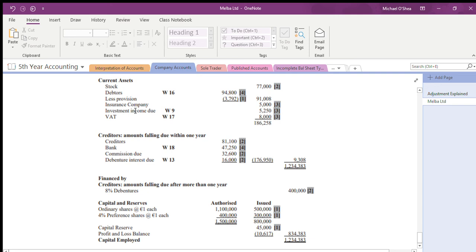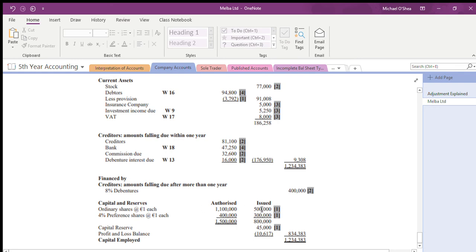Debenture interest due, same as investment income due. You just provide for the debenture interest that is yet to be paid. Financed by, nice and simple as well. We have our debentures. This is the same as our mortgage, same as the loan, goes in first. We have our capital reserves using this format here.